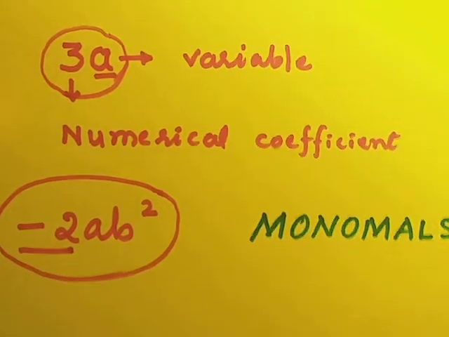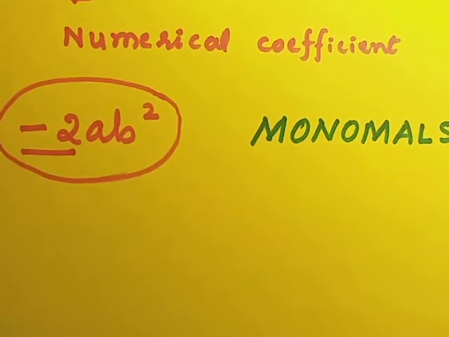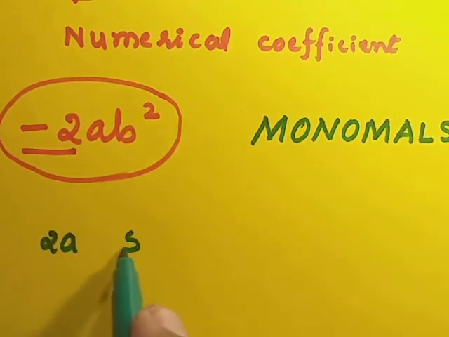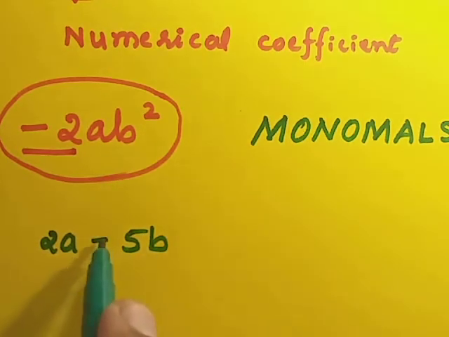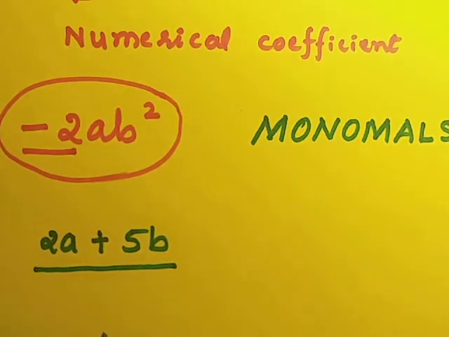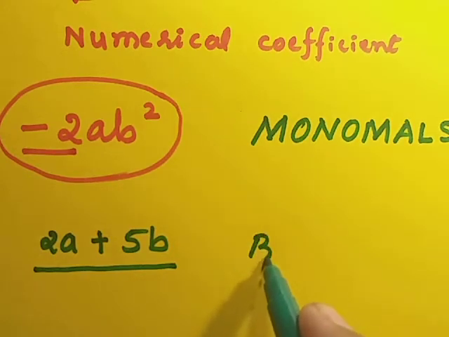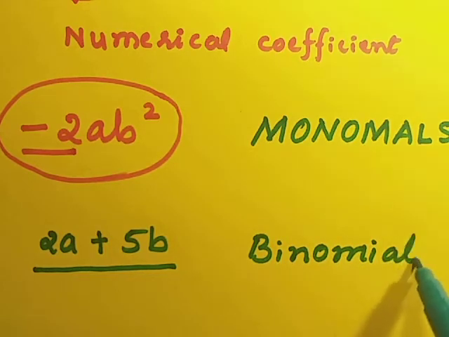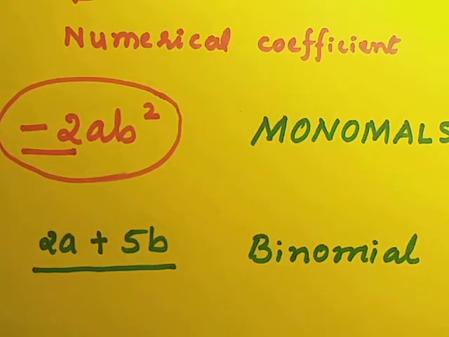Whereas if we take two monomials, let us take 2a as an example and 5b as another example, and both of these are either added or subtracted, it becomes another algebraic expression called a binomial. Monomial contains a single term, whereas binomial contains a combination of two terms.